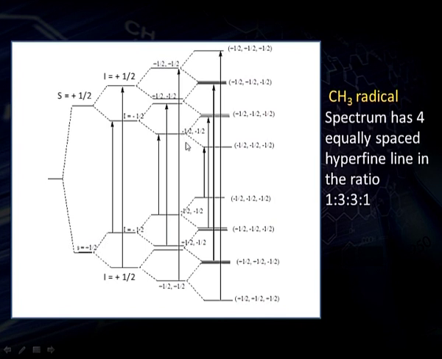Next we have the third proton. When it interacts with the third proton, what happens? Each line will again split into a doublet. Similarly, as in the earlier case, this will interact with the positive half spin of the third proton and also with the negative half spin of the third proton. Similarly, each line will interact in the upper level also and in the lower level also. So, the spectrum has 4 equally spaced hyperfine lines, and the ratio is 1:3:3:1. So, how do we calculate the number of lines in a spectrum?